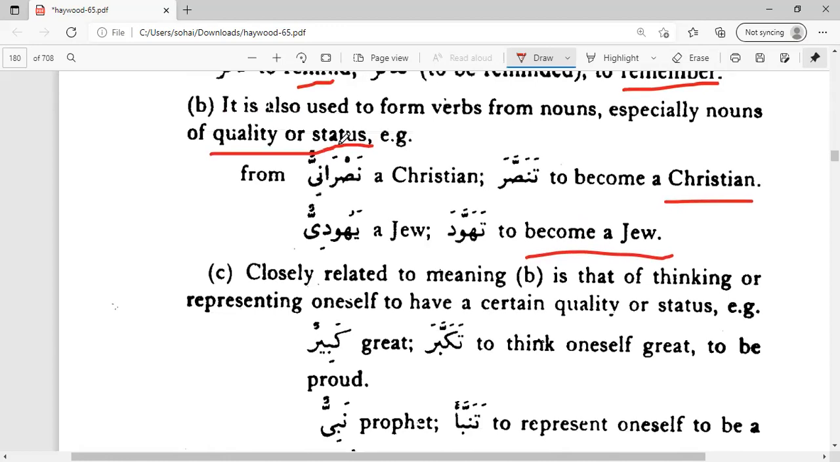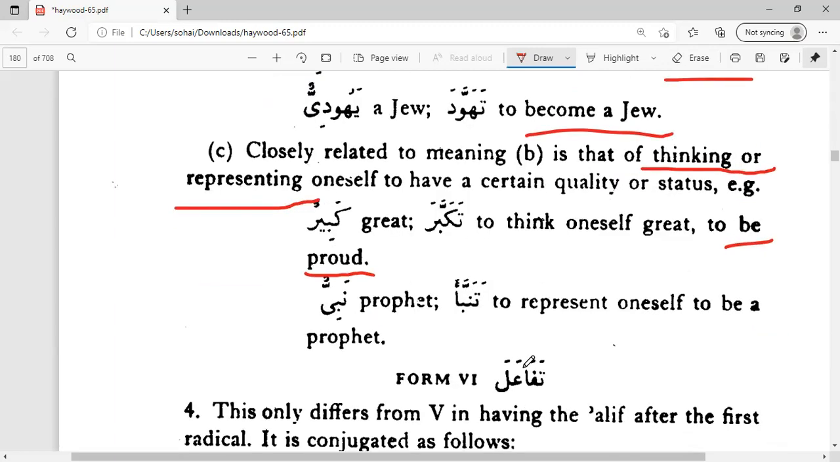So closely related to meaning B is that of thinking or representing oneself to have a certain quality or status. Here it was quality or status as well, but this was derived from nouns. Here it's a person thinking or representing oneself to have certain qualities. For example, kabirun means big, great. Takabbara means to think oneself great, to be proud.